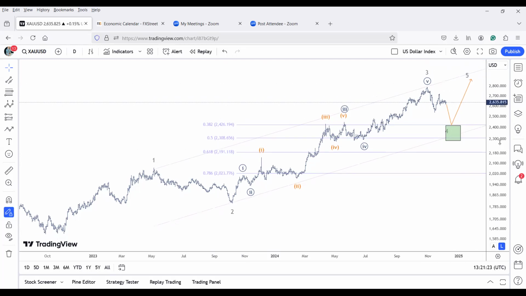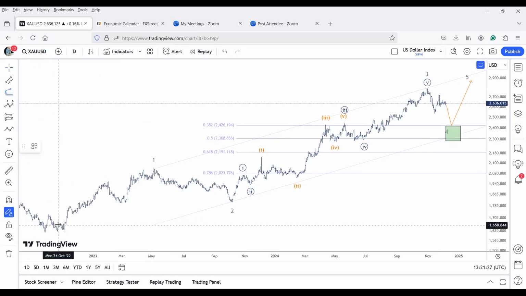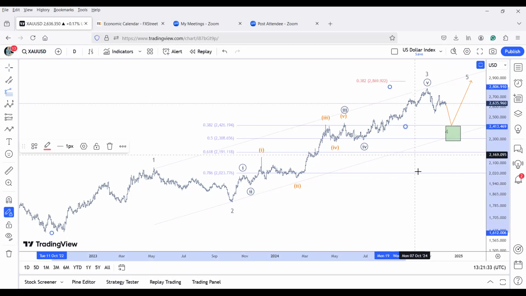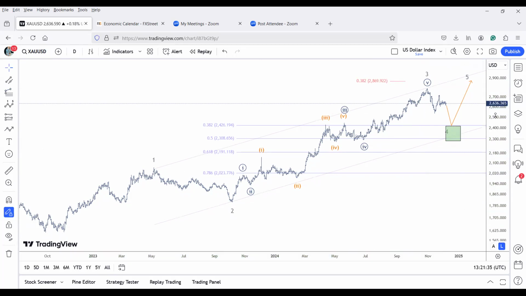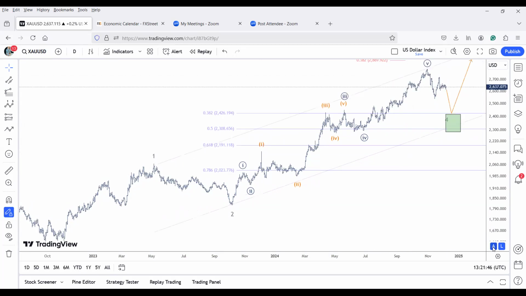Again, how to find out the targets? Very simple. Just take your Fibonacci extension tool, pull it through wave 3 and bring it down to wave 4. That is hypothetical for us right now, but I've done so. And the next target could be 3150. That is a potential upside. There is one more move left for gold on the upside.